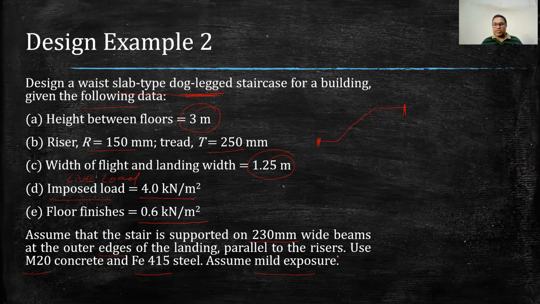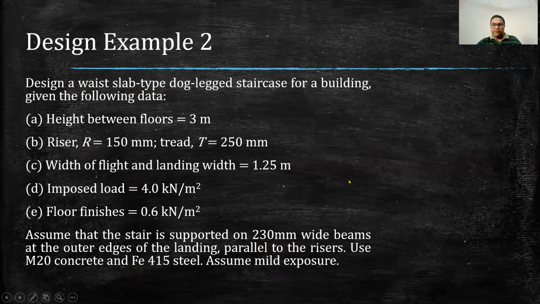This mild exposure is mentioned to assume the value of cover. When we provide cover, we need to assume the exposure condition if it is not given in the question. So it is already mentioned in the question, and we will be finding the value of cover for mild exposure.